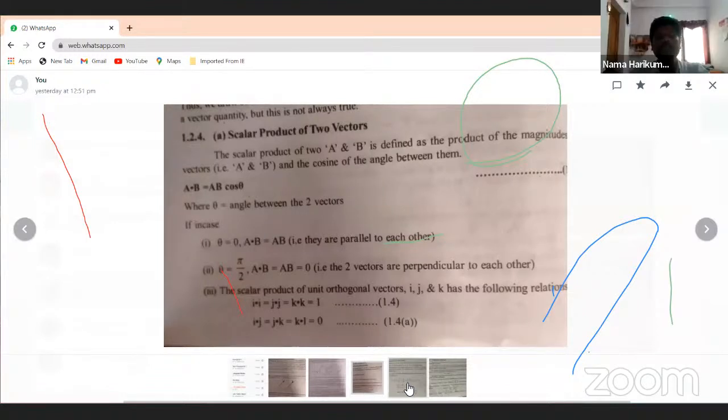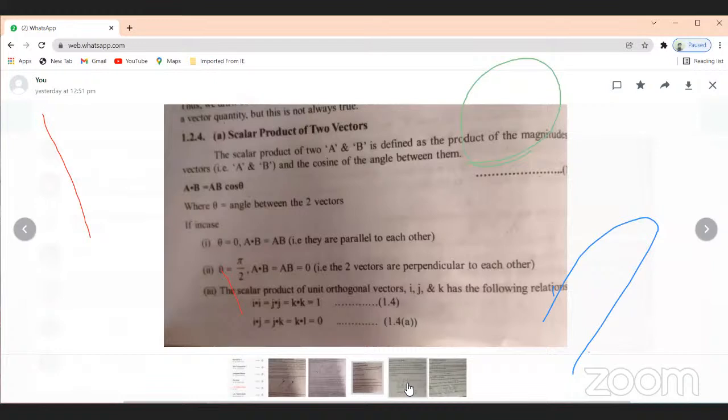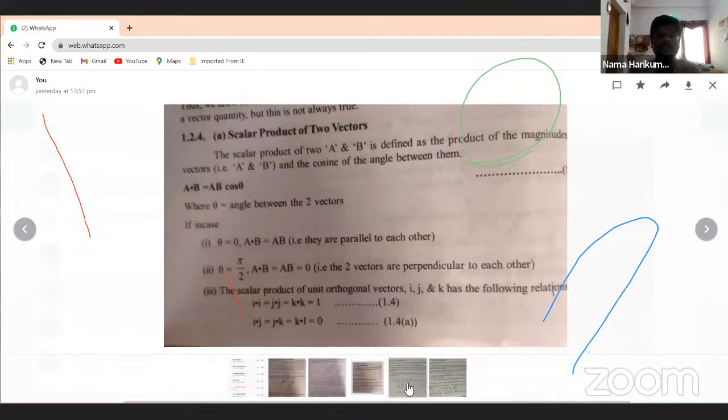Okay. So in the IJK, the unique values, for example, I dot I, J dot J, K dot K, are always 1. I dot I means I square. Mathematically, I dot I is I square. I square is -1. Yes, it is clear. Minus is an indication of direction. This is a negative direction.